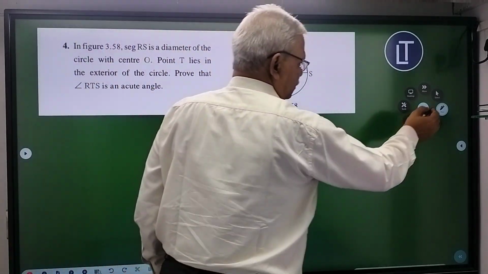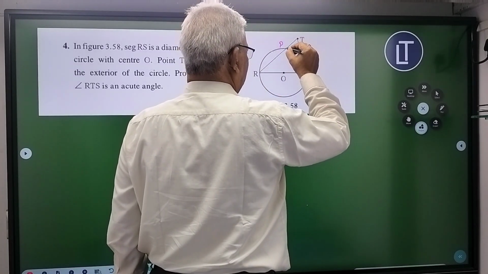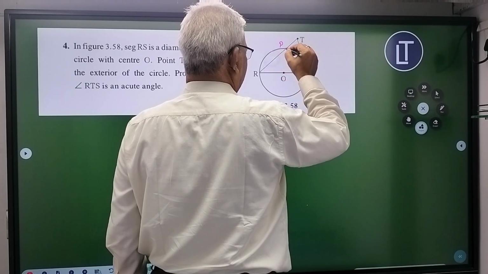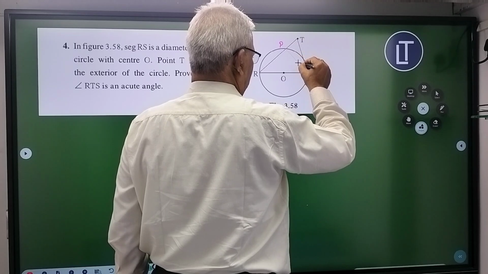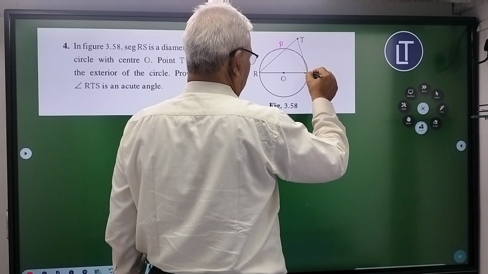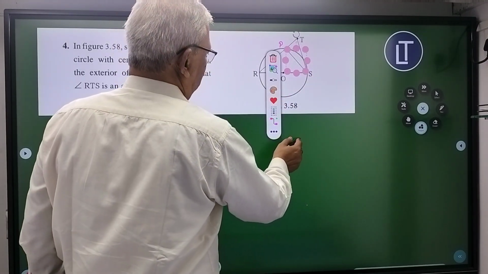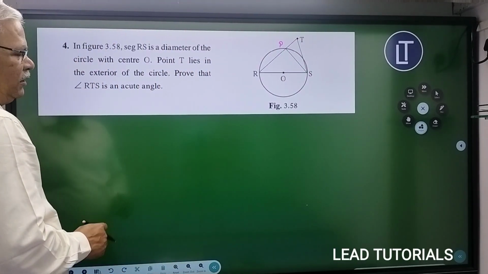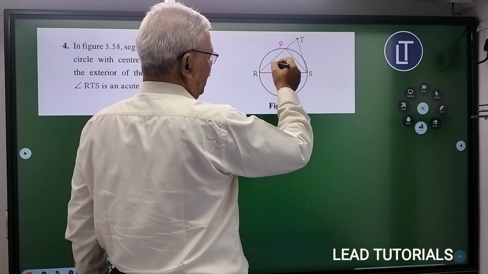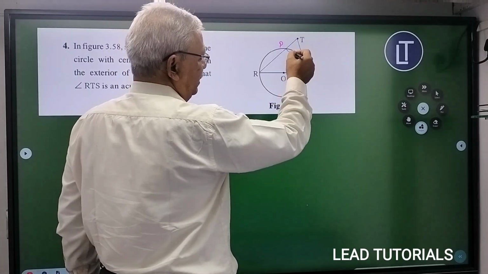Now we will do the construction here. We will join this P with the S. Okay, this is our construction. Now see here, as we join R with T and T with S, and here P with S.